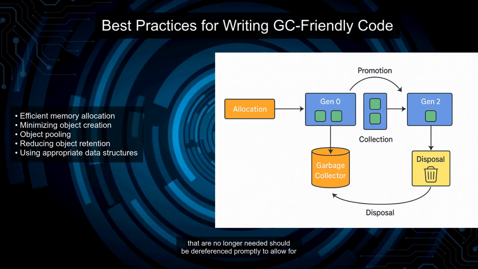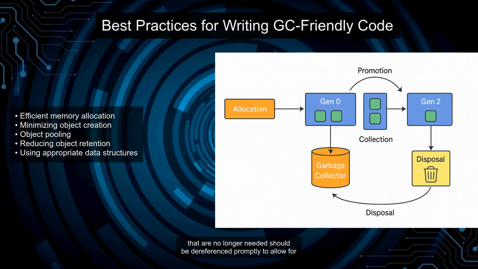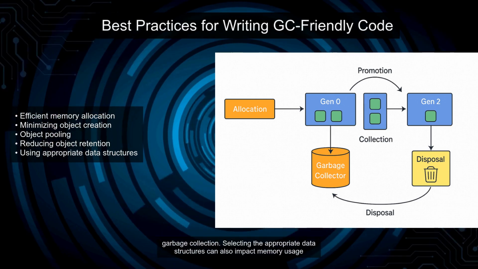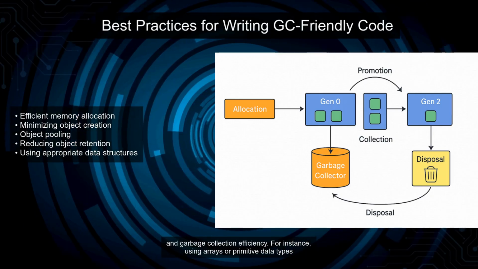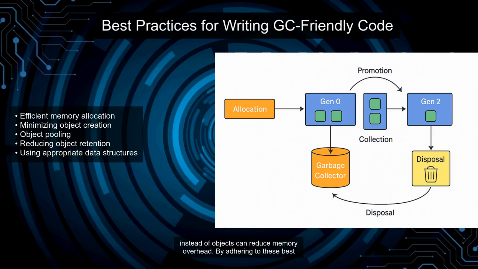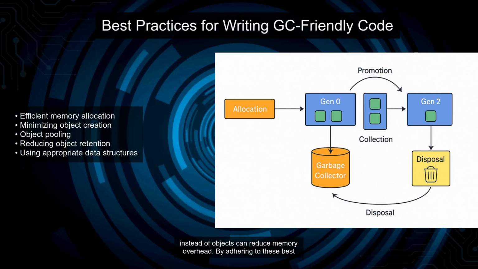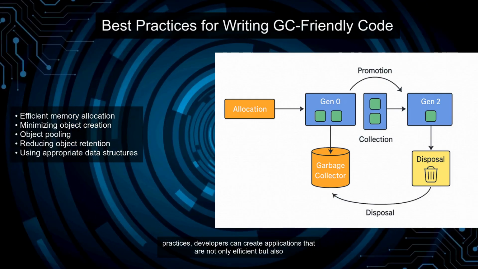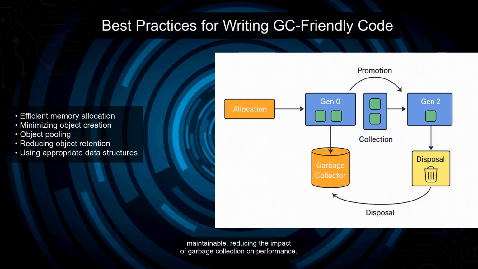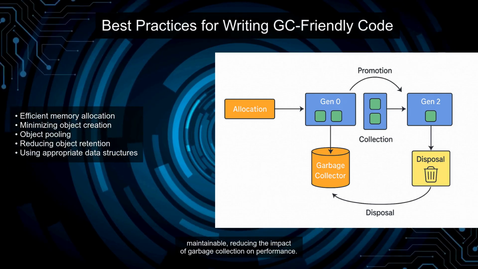Reducing object retention is crucial. Objects that are no longer needed should be dereferenced promptly to allow for garbage collection. Selecting the appropriate data structures can also impact memory usage and garbage collection efficiency. For instance, using arrays or primitive data types instead of objects can reduce memory overhead. By adhering to these best practices, developers can create applications that are not only efficient but also maintainable, reducing the impact of garbage collection on performance.